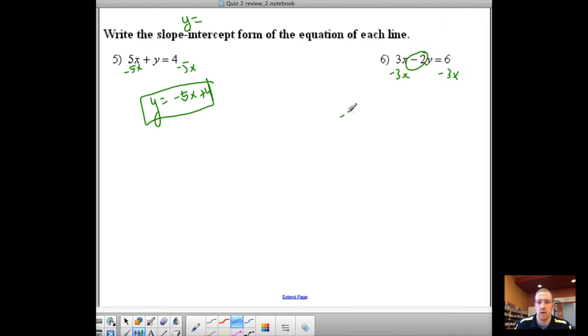Here, you need to first minus the 3x, and we have, remember this sign stays with the y, so we have negative 2y equals negative 3x plus 6. I'm going to divide by negative 2, and we get y equals negative over negative, we get positive 3/2 x minus 3.